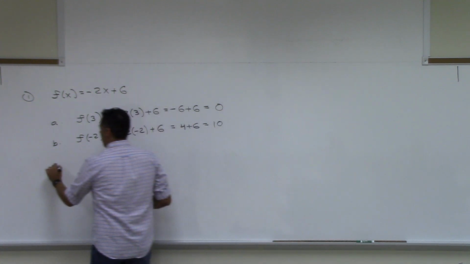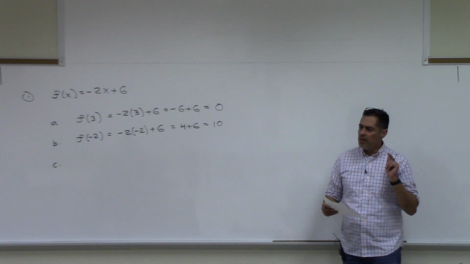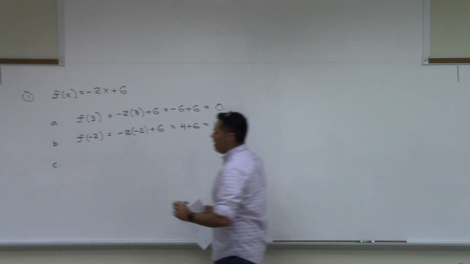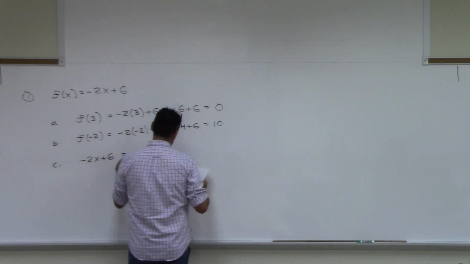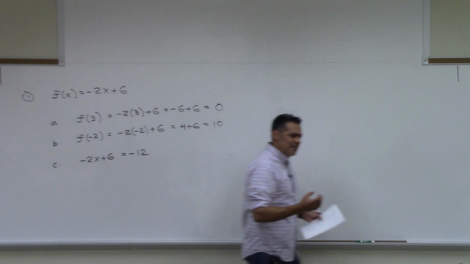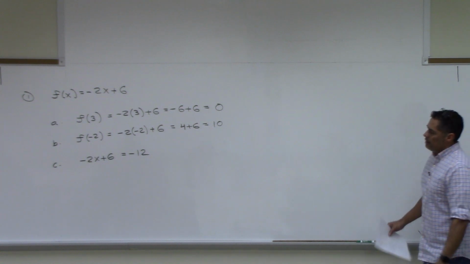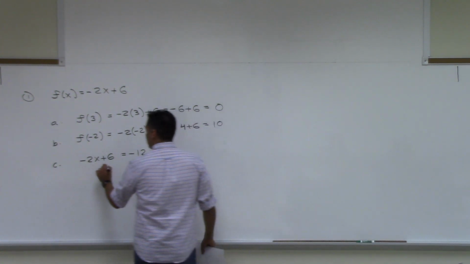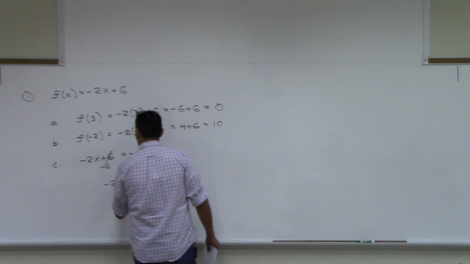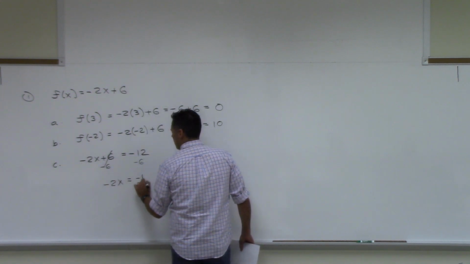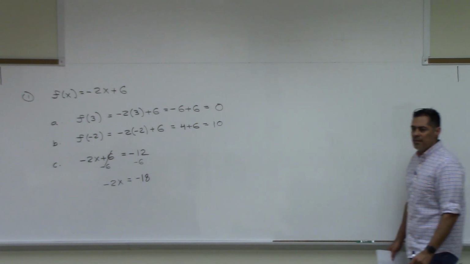And for part C, I say, where is f of x equal to negative 12? That's different, right? We're not plugging negative 12 into the function. What we're doing on that one is we're taking the function negative 2x plus 6, and we're setting it equal to negative 12, right? We're saying, hey, when is that function equal negative 12? And now you go solve for x. Yeah, so subtract 6 on both sides first. You get negative 2x equals, isn't that negative 18? Right? And now divide both sides by negative 2.